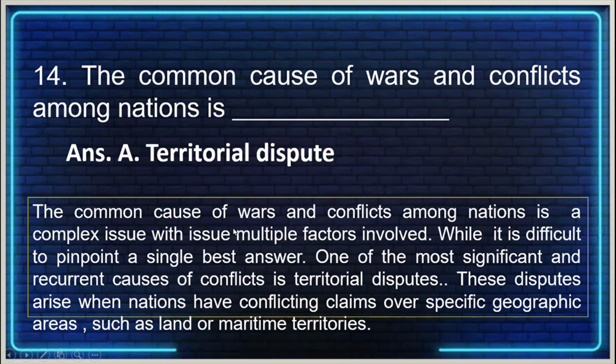Okay, so the common cause of wars and conflicts among nations is a complex issue with multiple factors involved. While it is difficult to pinpoint a single best answer, one of the most significant and recurrent causes of conflicts is territorial disputes. So these disputes arise when nations have conflicting claims over specific geographic areas such as land or maritime territories. So example here, Philippines versus China, India versus China, and Japan versus China, and all other nations who are having these territorial conflicts or disputes with their neighboring countries. Okay, so that is the most common cause of wars and conflicts.